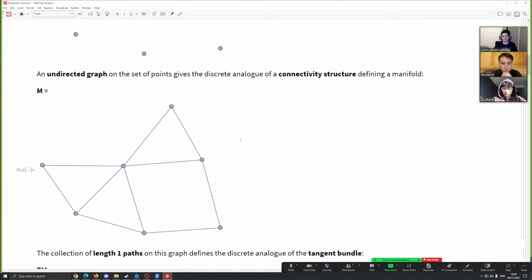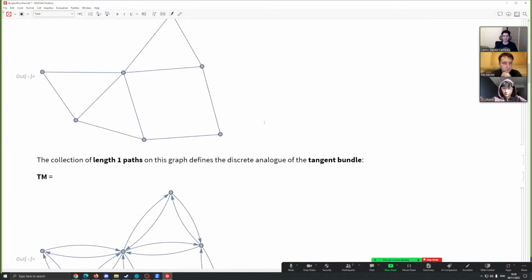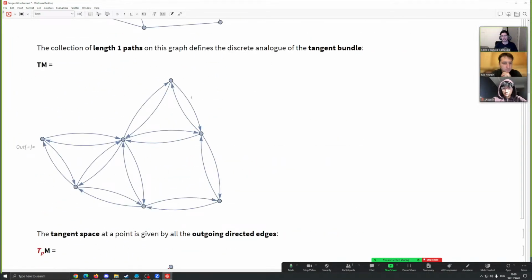In the simplest case, we just take an undirected graph as our graphic data. We can think of it as the manifold, and then we can think of the tangent space of that manifold as simply the length one paths that are possible in that space. The reason we take length one paths is that we are taking the analogy that tangent vectors are infinitesimal curves, or equivalence classes of infinitesimal curves at a point. So the smallest curve that we can have in a graph is a length one path, right? It's an entire directed edge between two vertices.